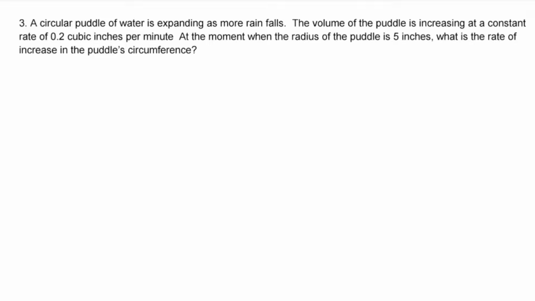Right. So I've got a circle. A circular puddle of water is expanding as more rain falls. The volume of the puddle... wait a second. Yeah, that should definitely say area of the puddle. The area of the puddle is increasing at a constant rate of 0.2 square inches per minute.